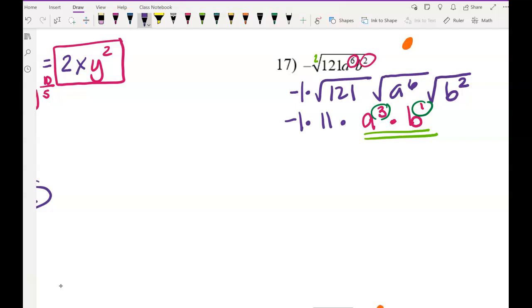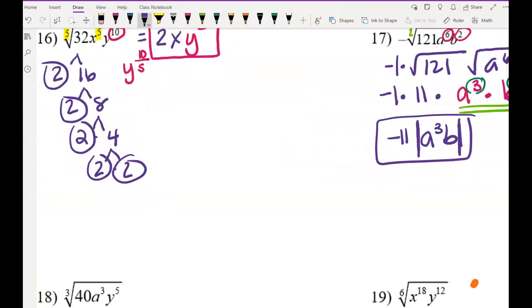Okay, so negative 1 times 11 is negative 11. Absolute value, a to the 3rd, b, and box it up. So this is an absolute value, so make sure we make it known. Okay, box that up. All right, we have 2 more.